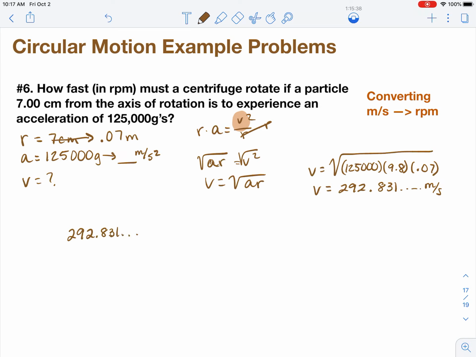We have 292.831. Now this is in meters per second. So I'm going to set up a conversion fraction. I am going to choose to do the distance first. So I'm going to convert from a distance in meters into a revolution. So a revolution is just simply one trip around the circle.